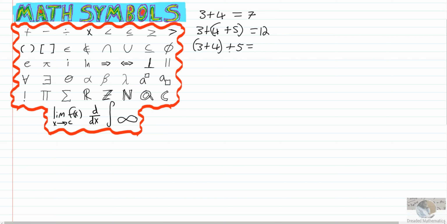Okay, so we have 3 plus 4, that's 7. 7 plus 5 is also 12. So this way of grouping things is what we call the associative property.